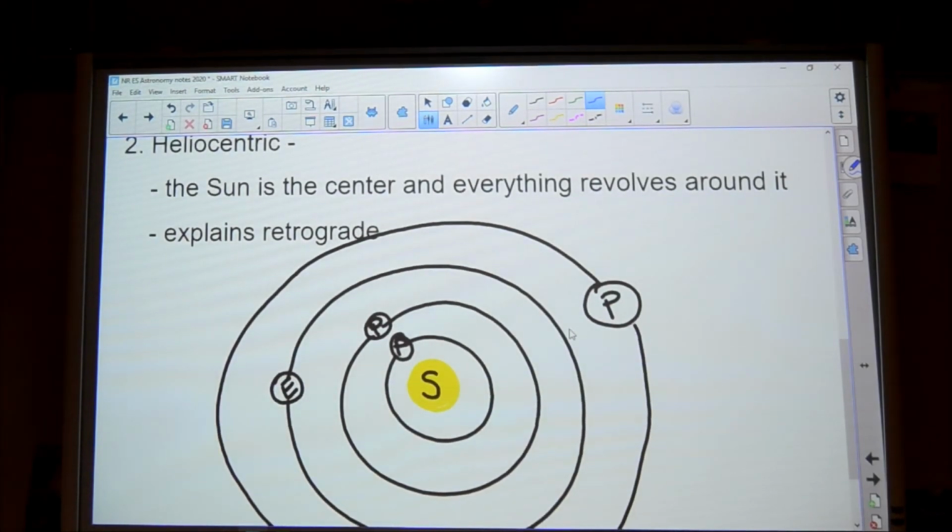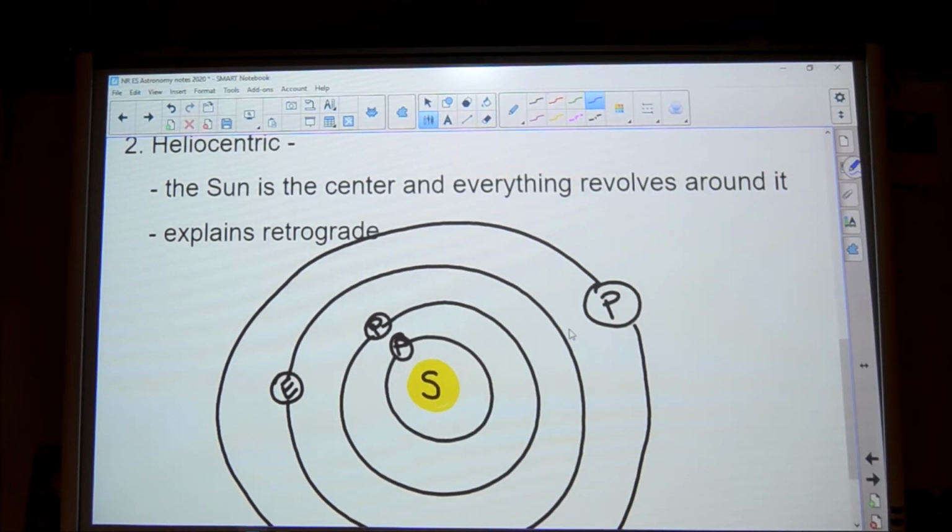What they discover is that the Earth is not the center. The sun is the center of our solar system, and the planets revolve around it. Helio prefix means sun, sun-centered.